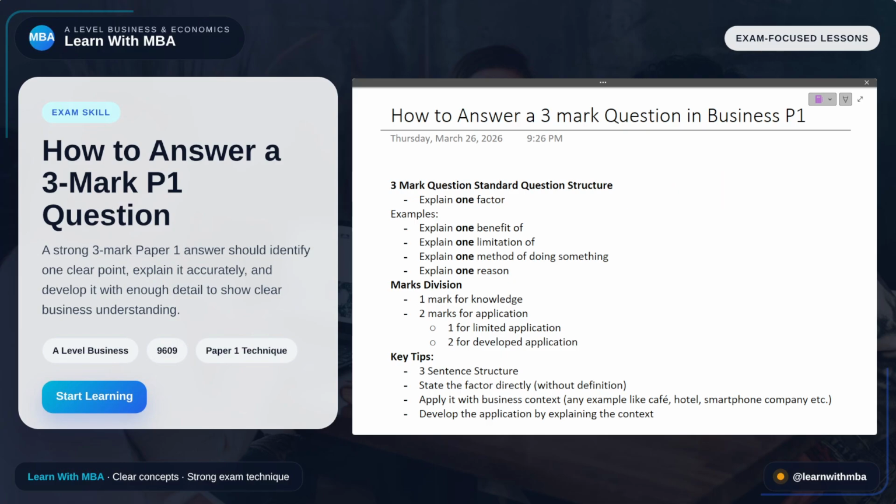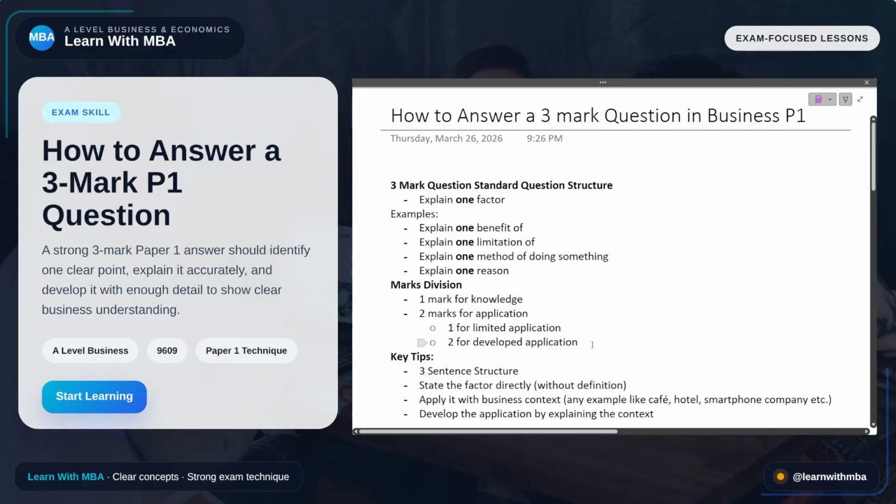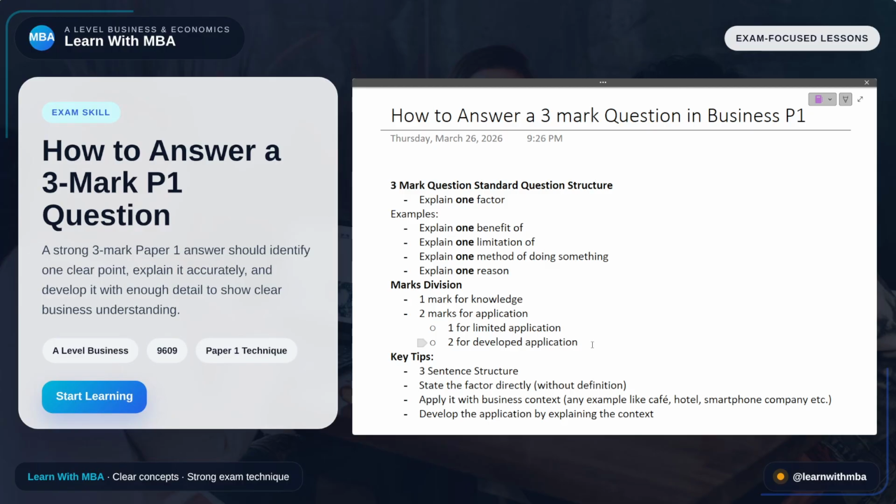And today we're going to look at the common mistakes that people make. We're going to look at some sample scripts as to how you're supposed to write an answer for this. These questions look short and easy, but many students lose marks because they don't understand what the examiners really want in this. So let's begin. The first thing is to understand the standard structure of the question.